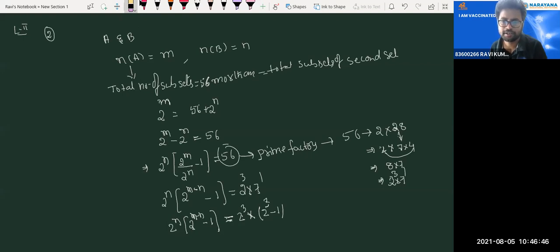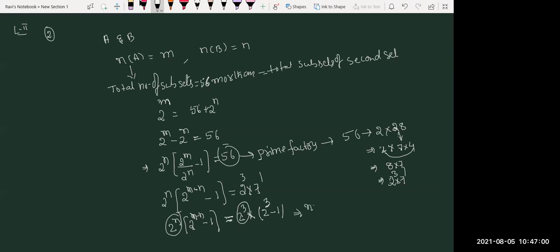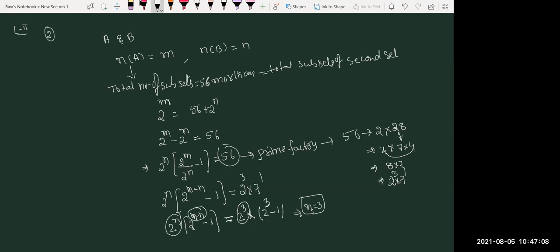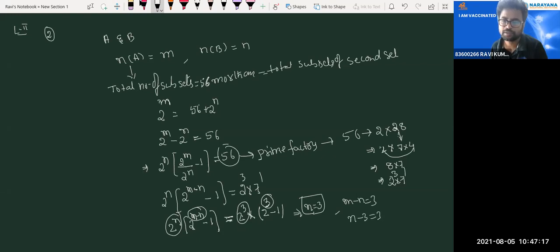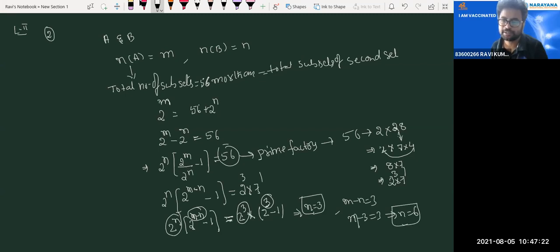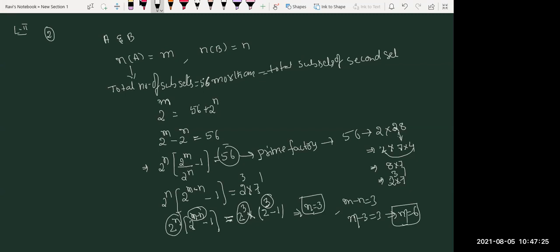Look at all of you, everyone. Now I want to compare the values on both sides. In place of 2 power n, 2 power 3 is there, meaning n equals how much here? 3. 2 power m minus n minus 1, in place of m minus n how much is there? 3. N equal to 3 will substitute. M is equal to 6. So m equal to 6 and n equal to 3. That's the answer.